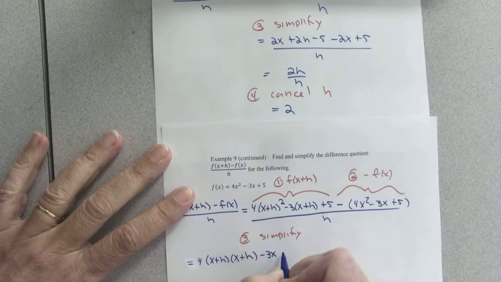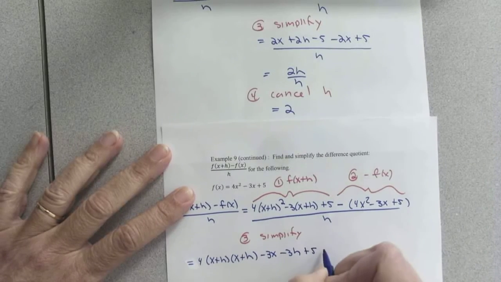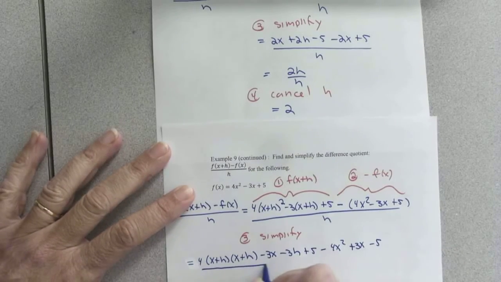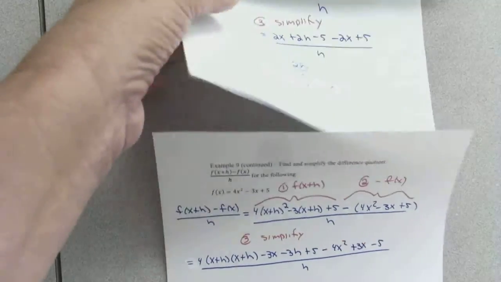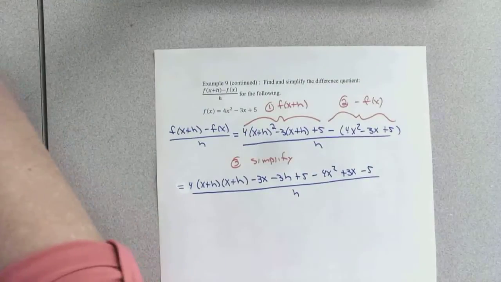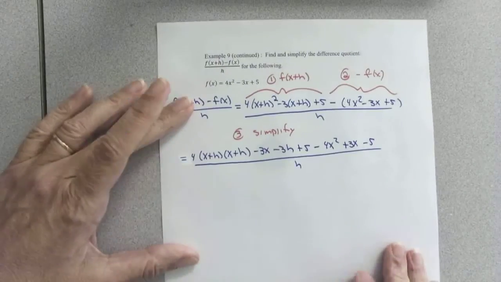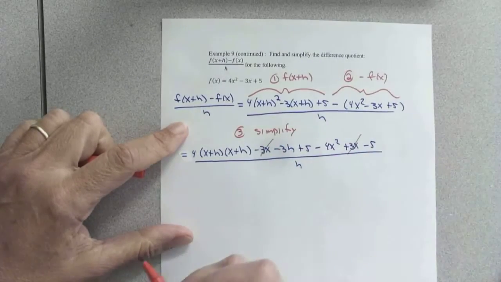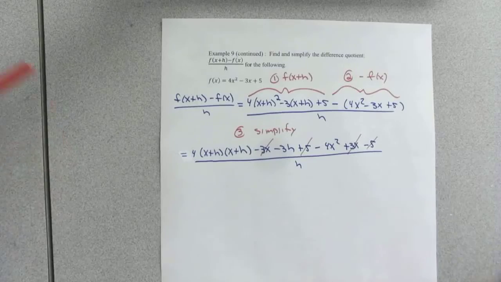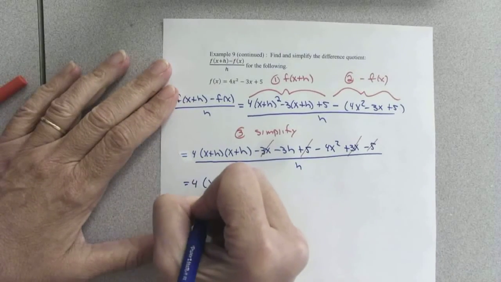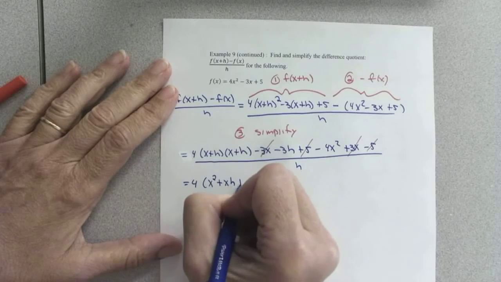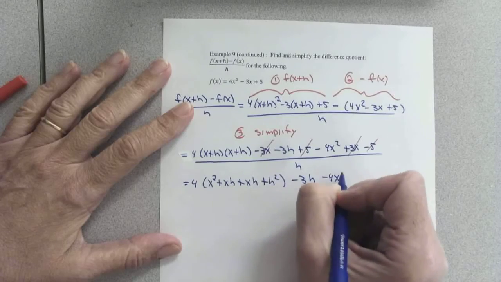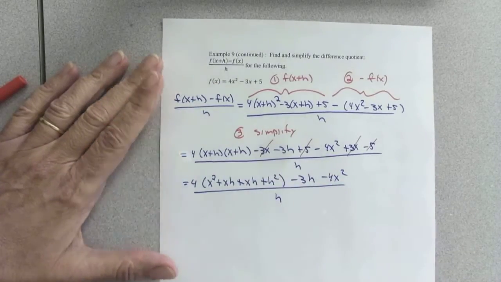Distribute that minus 3, so minus 3x minus 3h plus 5. Then minus 4x squared plus 3x minus 5 all over h. Keep simplifying. So notice we got some stuff that's already going to go away. The negative 3x plus 3x, 5 minus 5. Do my foiling here, and so that's going to be x squared plus xh plus xh plus h squared minus 3h minus 4x squared all over h.